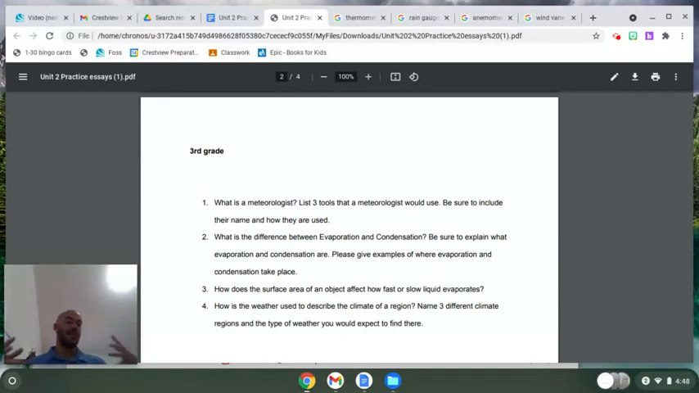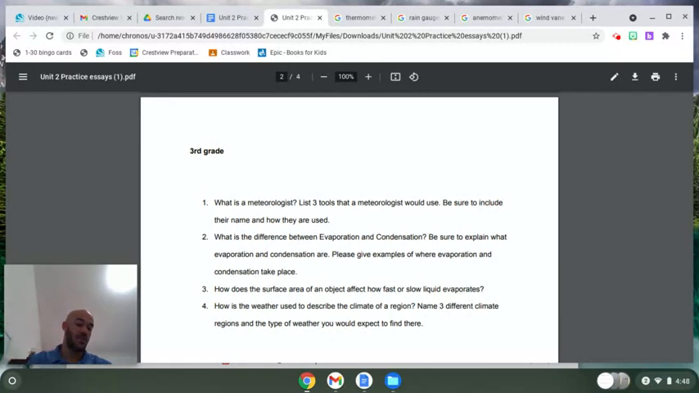Climate is the typical weather conditions related to a specific region. So we have different types of climate regions. We have deserts, temperate regions, polar regions, subarctic regions, and tropical. The climate basically describes the weather that they typically have during that specific time of year.